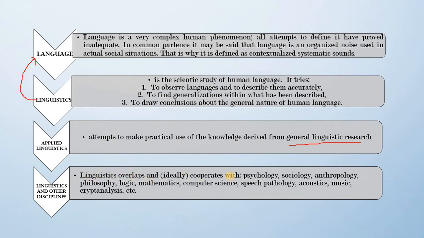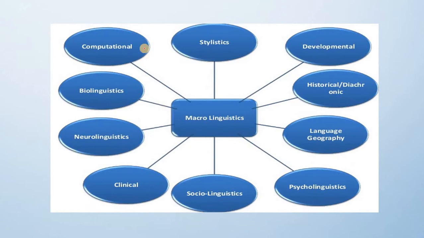Linguistics and other disciplines. Linguistics overlaps and cooperates with other fields of study like psychology, sociology, anthropology, philosophy, logic, mathematics, computer science, speech pathology, acoustics, and so on. These overlapping relations normally produced or emerged new disciplines in linguistics, and these disciplines can be revealed in this diagram.